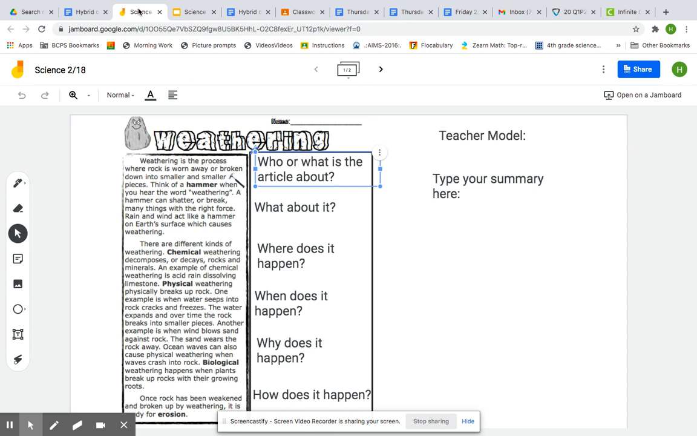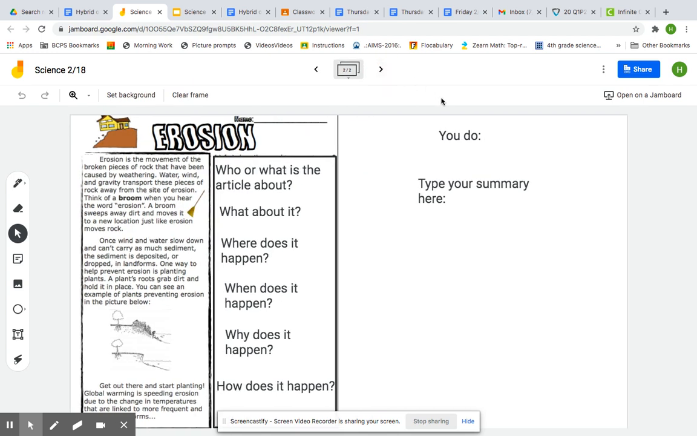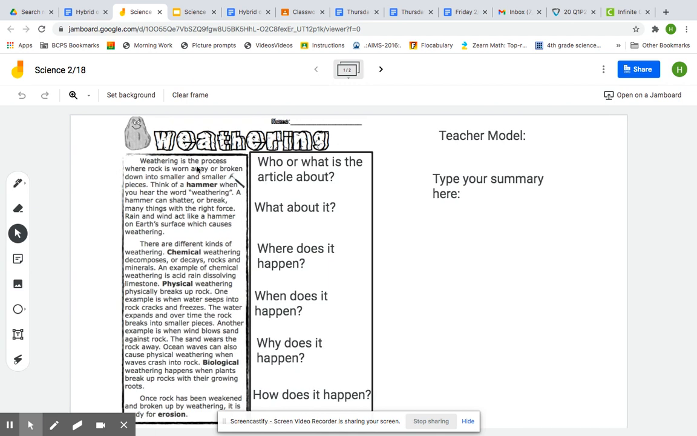I'm going to read this article about weathering, and then I'm going to answer these questions as I read. You all, whenever I'm finished, will be answering questions about erosion. You'll be summarizing this article by answering these questions. So, weathering is a process where rock is worn away or broken down into smaller and smaller pieces. Think of a hammer. When you hear the word weathering, a hammer can shatter or break many things with the right force. Rain and wind act like a hammer on Earth's surface, which causes weathering.